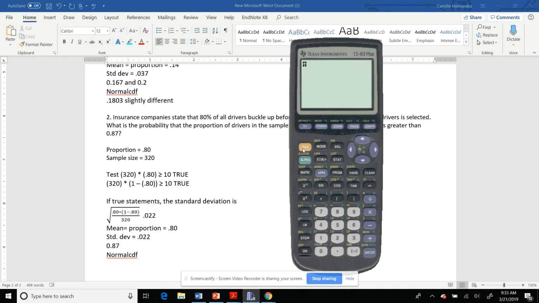I'm going to do second, vars, normal CDF. So then I'm going to do 0.87 because it's a greater than, and then I'm going to do 1, second, comma, 99. That gives me positive infinity. Then do 0.80, comma, and then 0.022. Okay, so now something weird's going on. I have that e to the -4. And again, my numbers are off a little bit. I think it's because I didn't include more of the standard deviation.